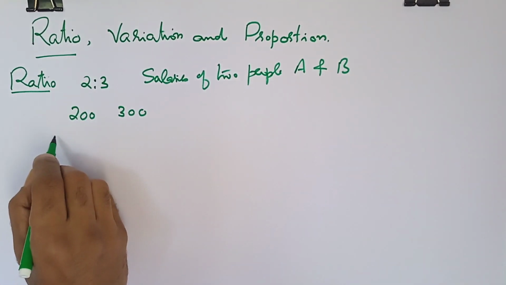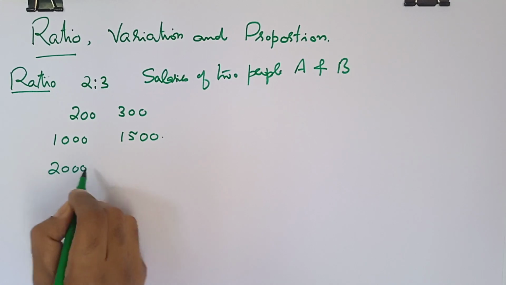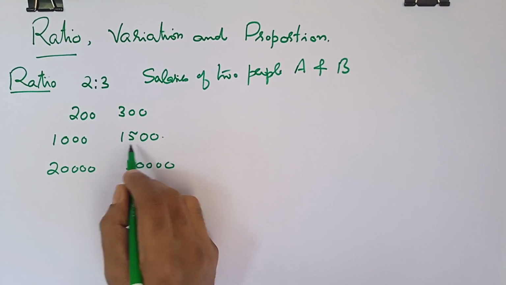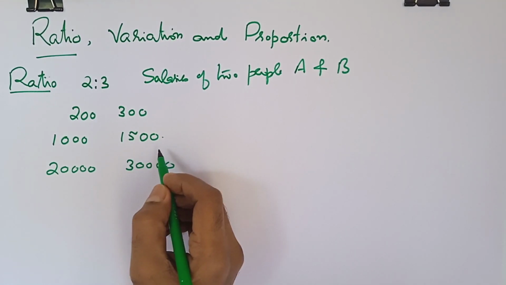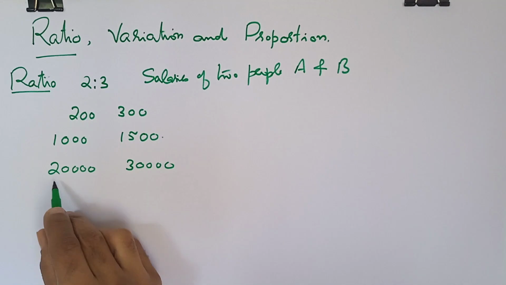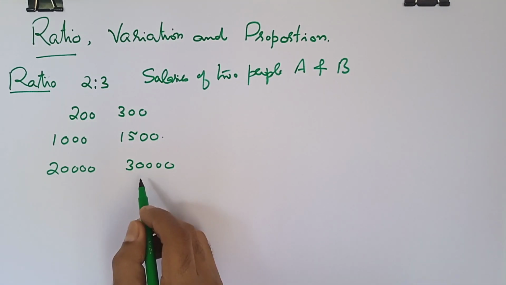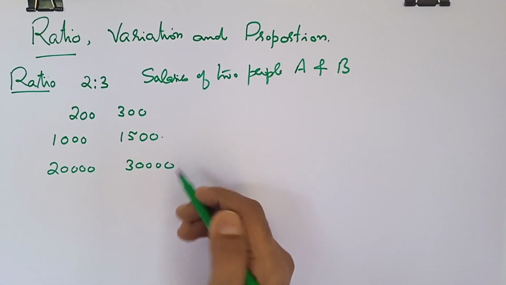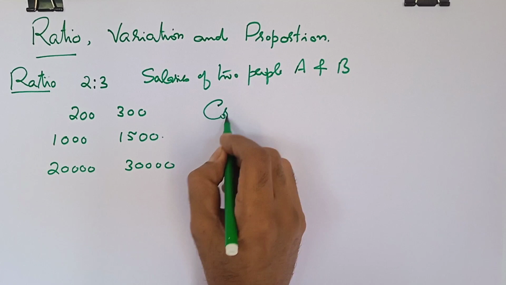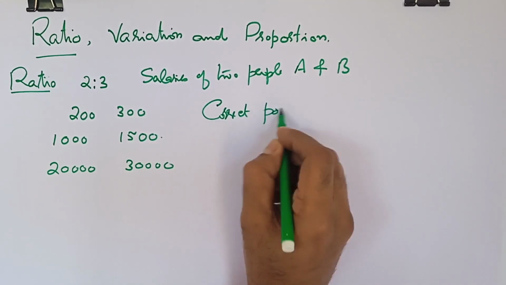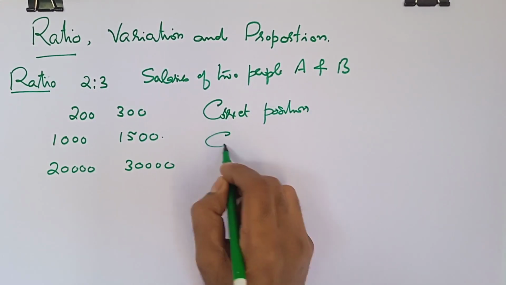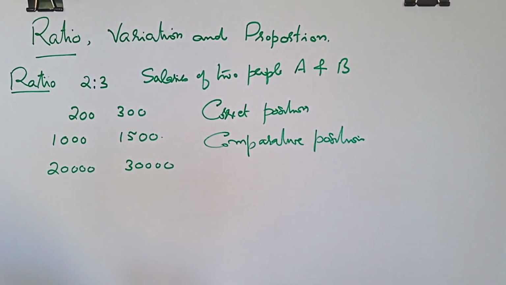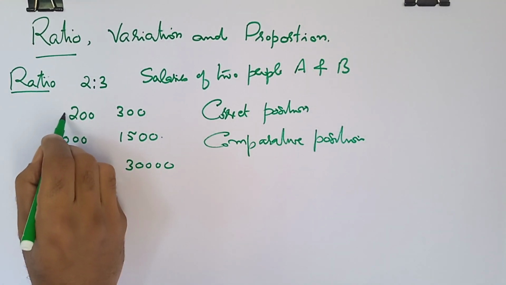In the same way, if A has a salary of 1000, that means B's salary will be 1500. Or you can say if A has a salary of 20,000, B will have a salary of 30,000. This is all you can infer from the ratio concept. You don't get the correct position or the correct value of the salaries. Ratio gives you a comparative position.